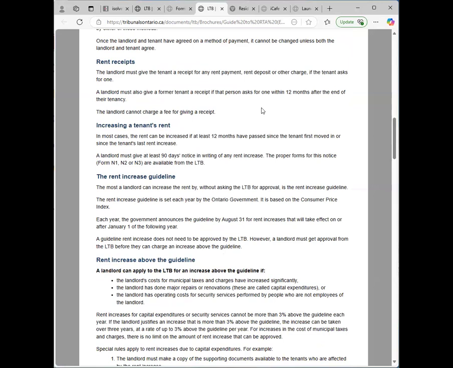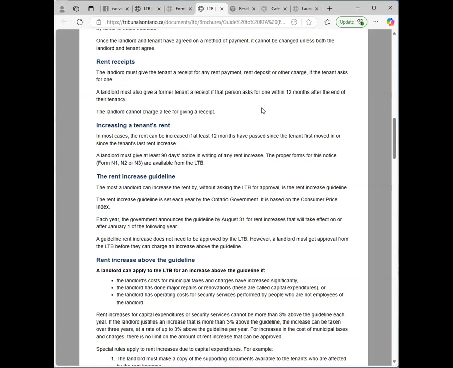In most cases, the rent can be increased if at least 12 months have passed since the first time the tenant moved in, or since the last rent increase. And then you must give proper notice: the landlord must give at least 90 days notice in writing of any rent increase. There are rent calculators, so you want to actually use them and make sure you are not missing your 90 days notice. If you miss it, it's basically null and void.